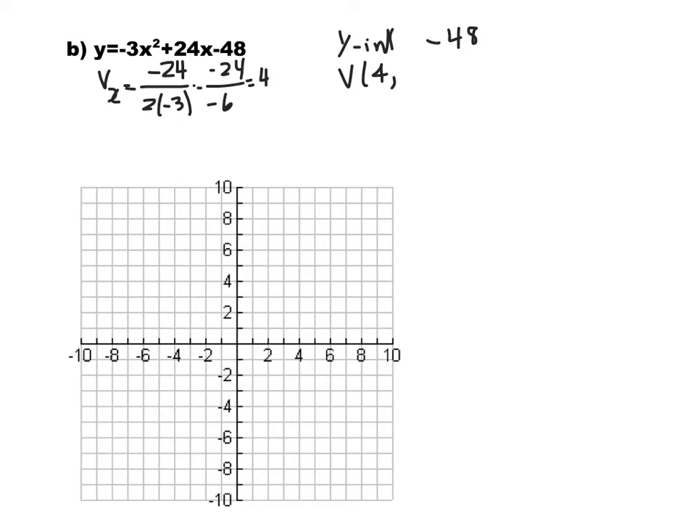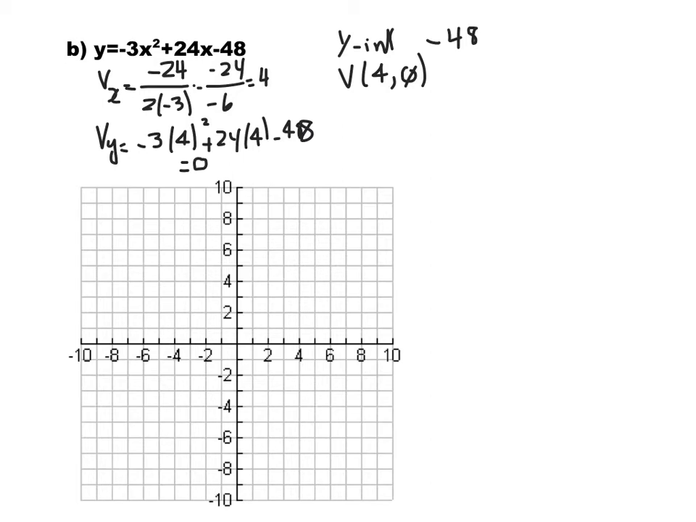Now for the y-coordinate, I put it back in the equation and find y. So I'm going to say v sub y is negative 3 times 4 squared, plus 24 times 4 minus 48. If you simplify this, you are going to find that the y-coordinate of the vertex is 0. So this means that the point (4, 0) is the vertex.